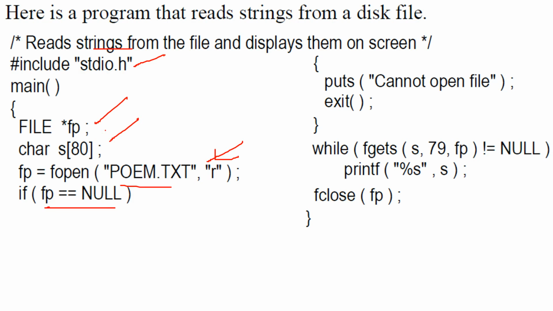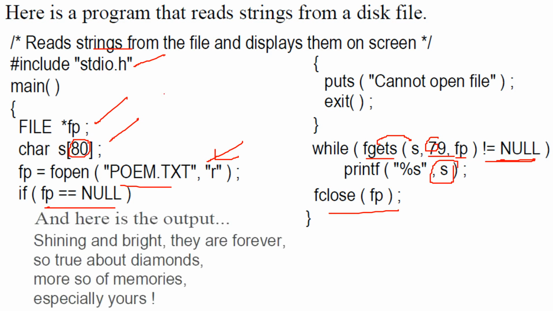Otherwise, if things go fine, we use fgets. Because this is 80, we go up to 79, exactly equal to that number only, and this is fp. When we are using fgets, we are trying to find out when we reach the null. One by one, strings are being read and printed until we reach the end, that is the null, and we close the fp. So this is the sample run of the program.